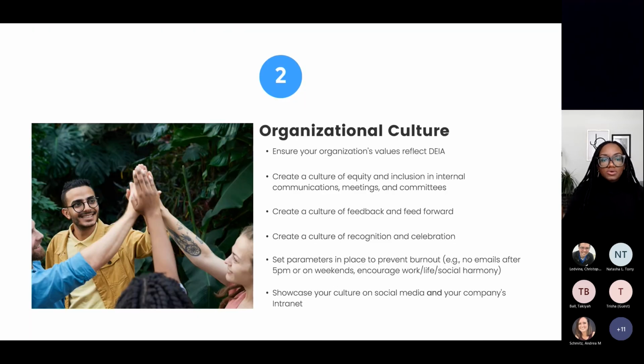Next, organizational culture. And so this is a big one for me. Your organization's culture is unique to your organization, right? You can't copy another organization's culture. Organizations and their workforce co-create it. And so I always caution people to say, organizational culture is not free pizza Fridays or ping pong tables, right?